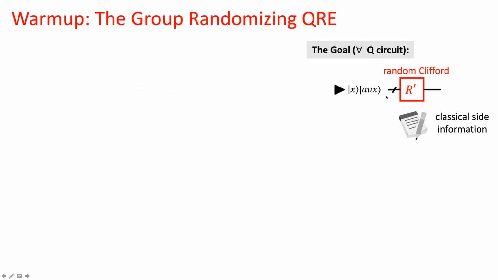You take the input, possibly add to it some auxiliary ancilla, which is just a fixed quantum state. Pass these things through a random Clifford. So you just sample a random Clifford and run the input through this. And in addition, I'm going to give you some classical side information. So this is the process of the encoding. The output of the encoding is going to be the output of running the Clifford, plus this additional classical information. So this is a very simple structure for a quantum functionality. And we want to show that any quantum functionality can be encoded in this way.